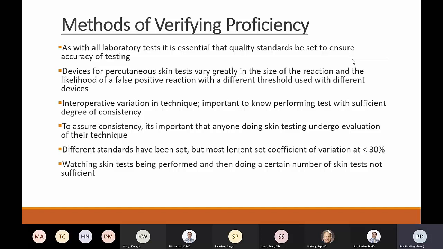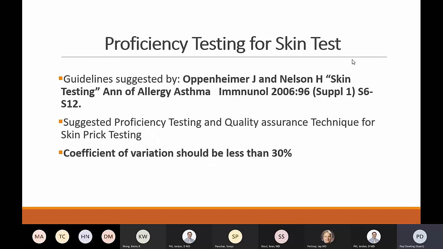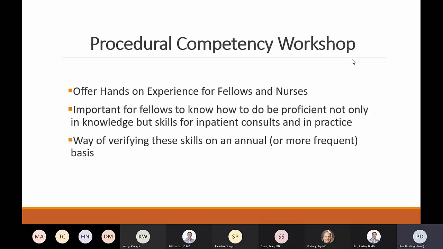These are some proficiency skin testing recommendations. The one that we used at Children's Mercy when I was there was the guidelines that were put forth by John Oppenheimer and Helen Nelson on skin testing. They suggest proficiency testing and quality assurance technique for skin prick testing, and the coefficient of variance should be less than 30%. I would assume Dr. Miller and Dr. Algebra would be doing this for the fellows at Children's Mercy.